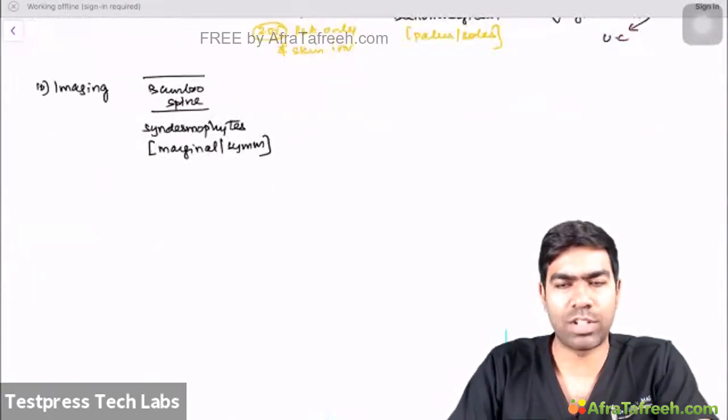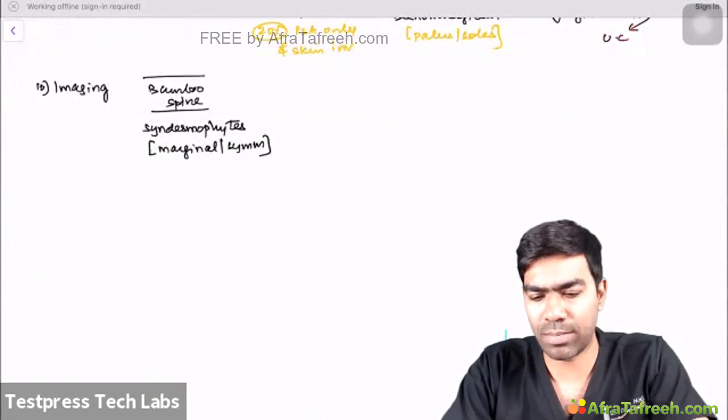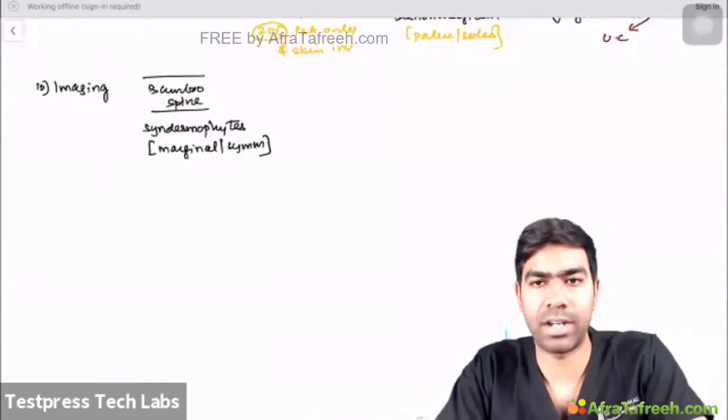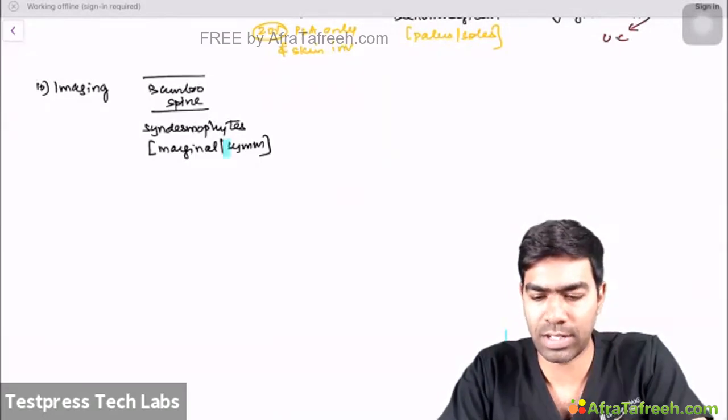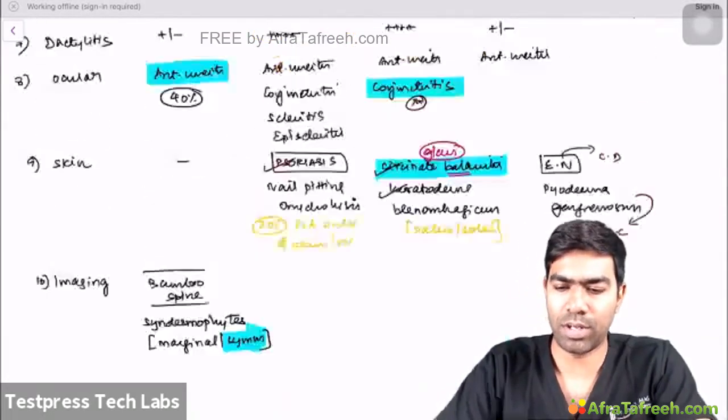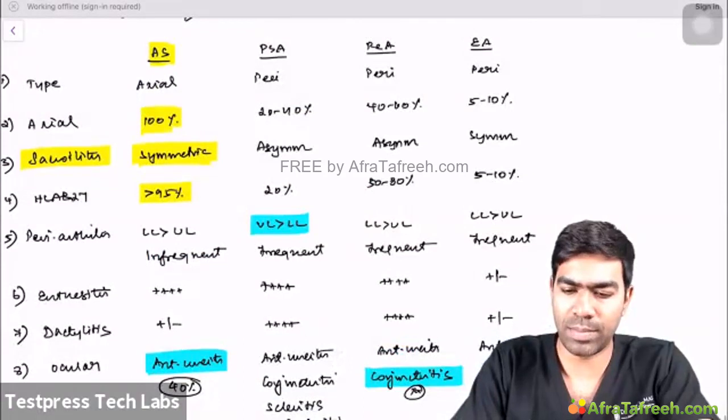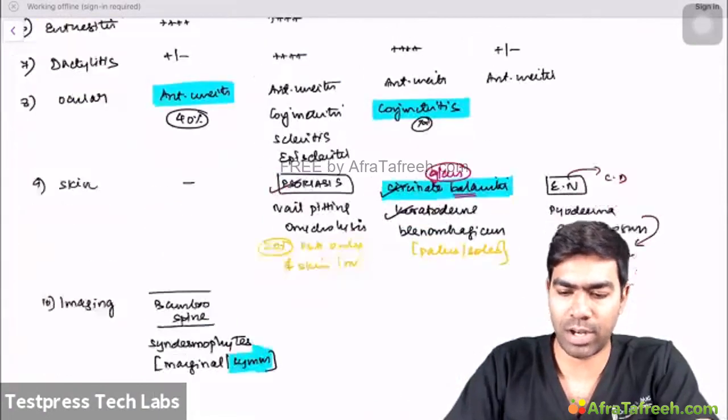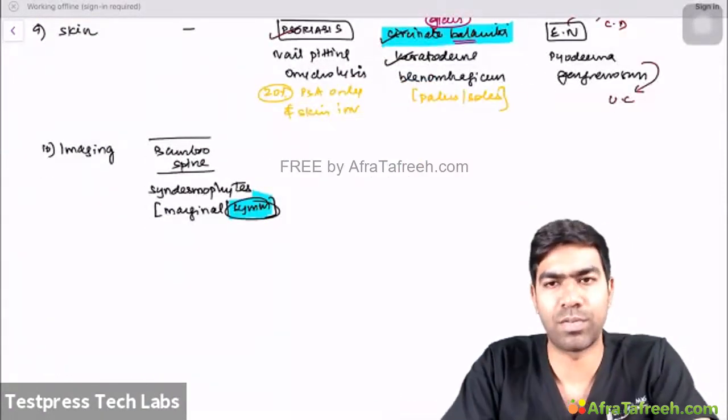So typically in ankylosing spondylitis, you're going to see marginal and symmetric syndesmophytes. That's going to be the more important point. That symmetry is very important, and there are two symmetries I told you. One is the symmetric sacroiliitis, which is a very important point in the exam. And second is the symmetric syndesmophytes. These are also very important.